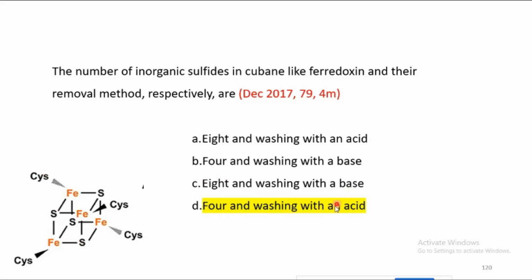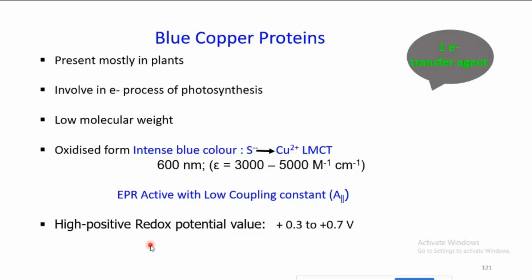So how can we identify the inorganic sulfur presence? Simply we can treat them with a mild acid. Upon treatment with the acid, definitely you will come to know whether it is present or not.